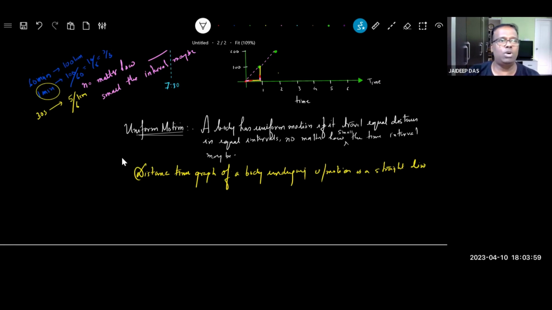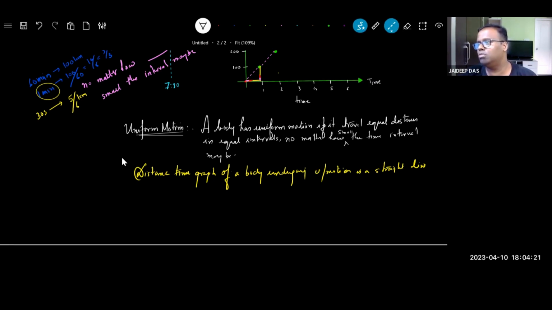So whether you are changing the intervals also, you are changing what the distances also. How can you measure? You can't measure. You have to keep one thing constant. So let the time intervals be constant. However, let the distances covered be non-uniform. And in that case, write down how the graph will look.